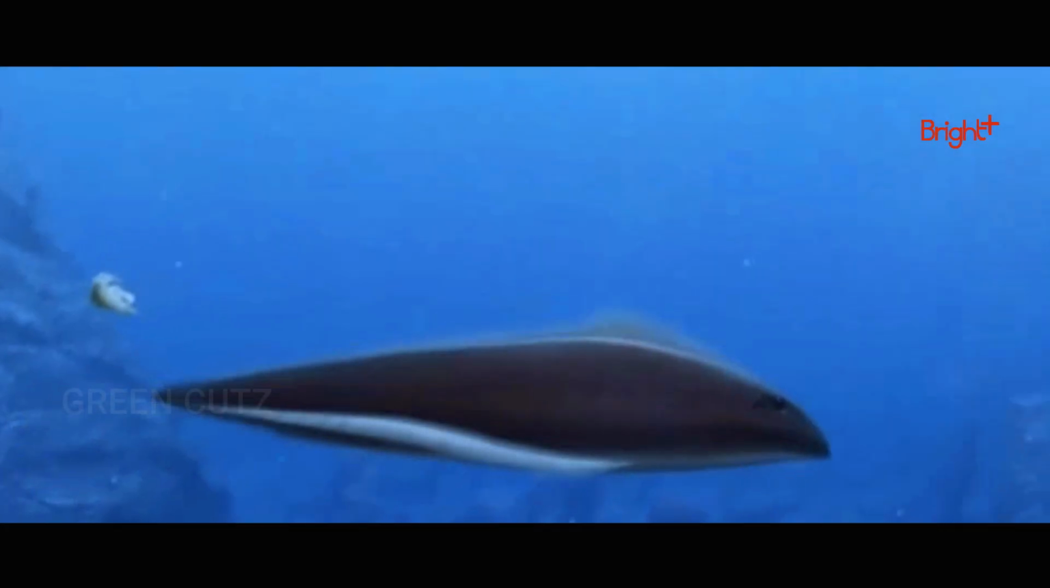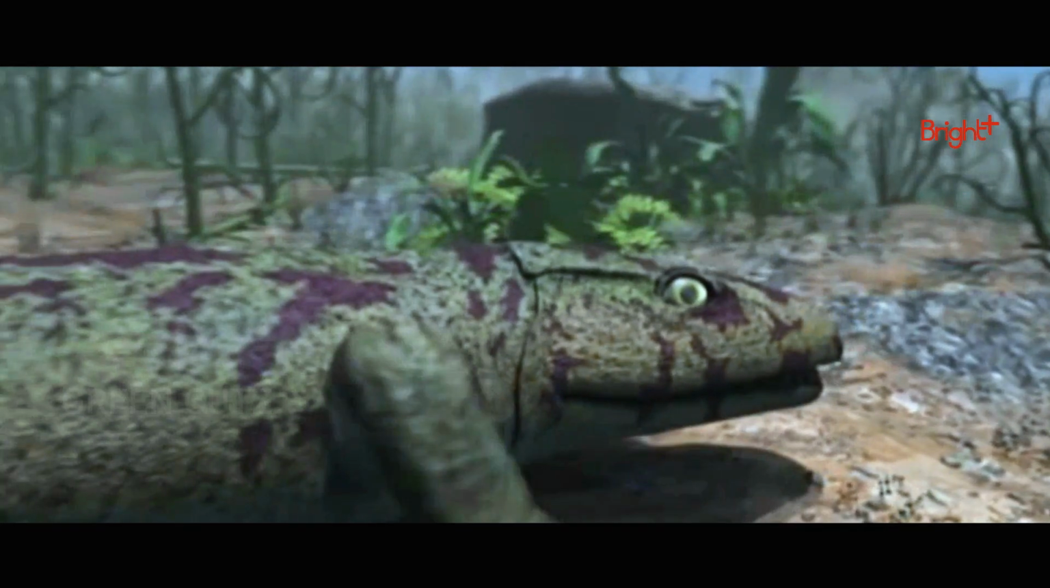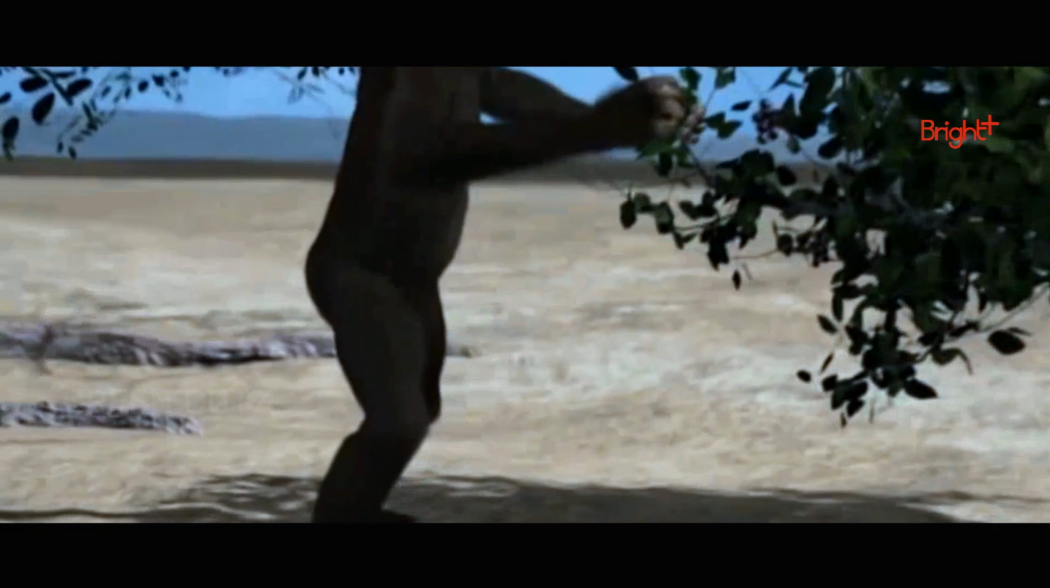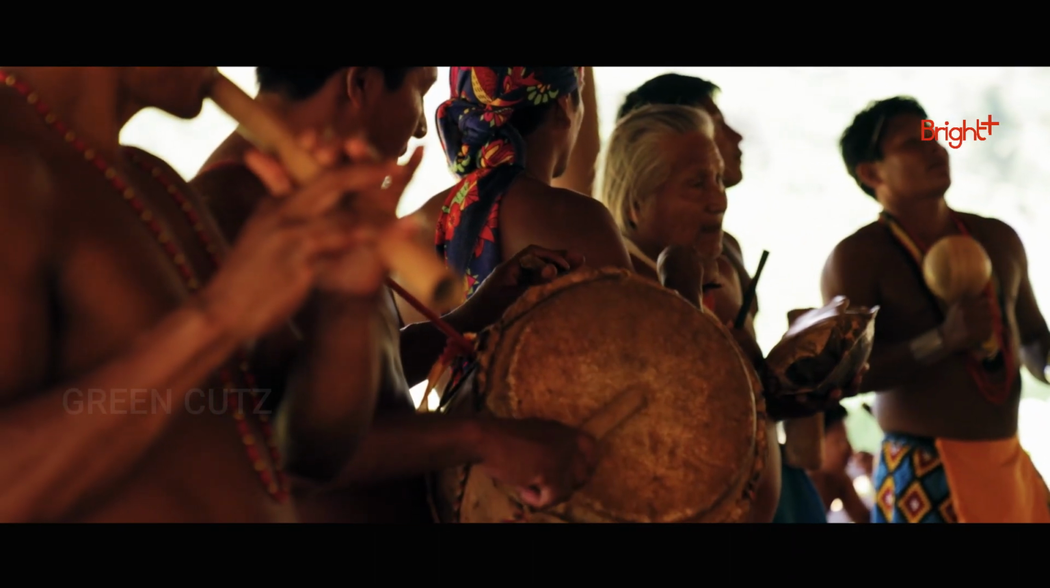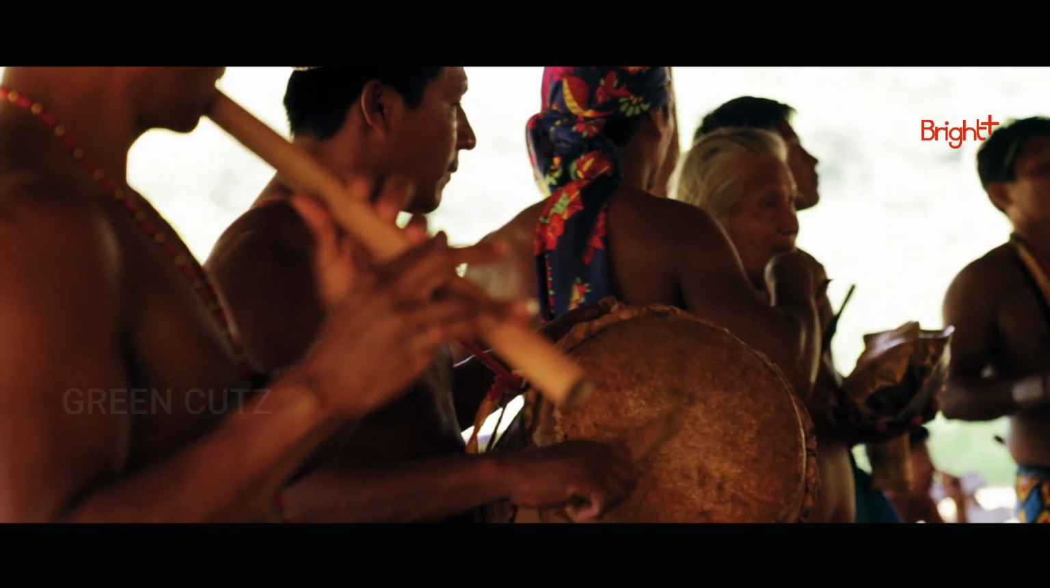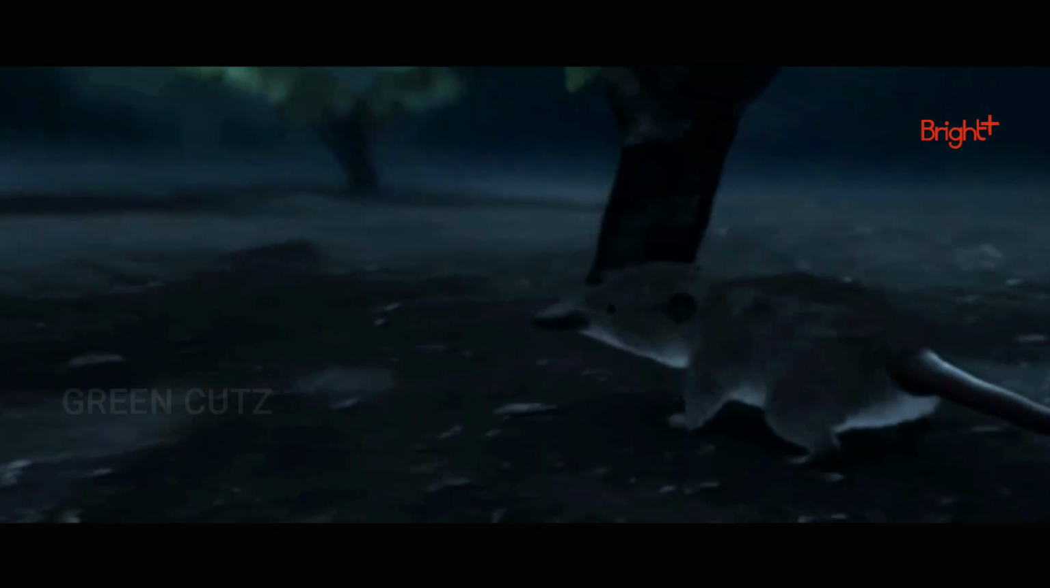The evolution of humans is a complex and fascinating topic that spans millions of years. We will explore the major milestones in human evolution, from the earliest primates to the emergence of Homo sapiens. We will examine the biological, cultural, and social changes that have shaped our species and enabled us to become the dominant species on Earth.